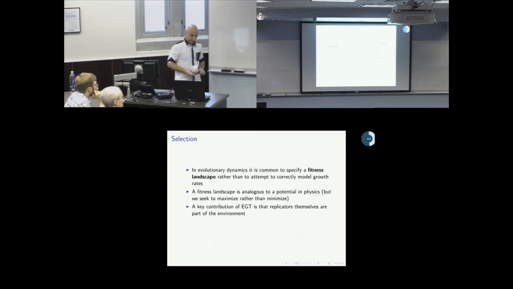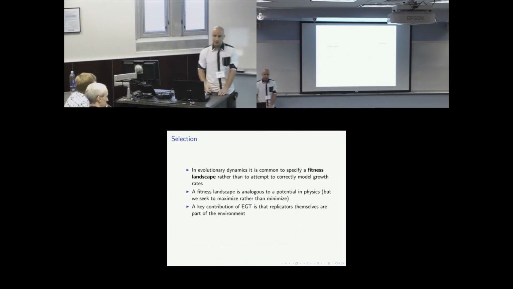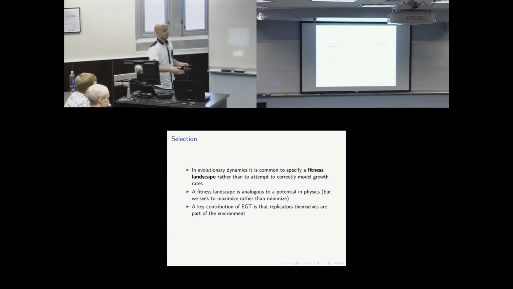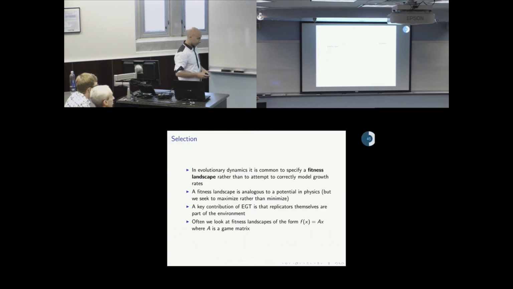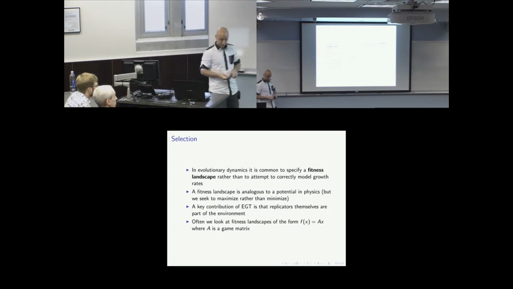And then a key idea of evolutionary game theory is that the replicators themselves are part of the fitness landscape, right? So what other replicators are doing is going to affect how I behave. Okay, and then throughout the talk, I'm going to stick to fitness landscapes of the form where it's a matrix times a population variable. I'll give you several examples, but this is a pretty common restriction.